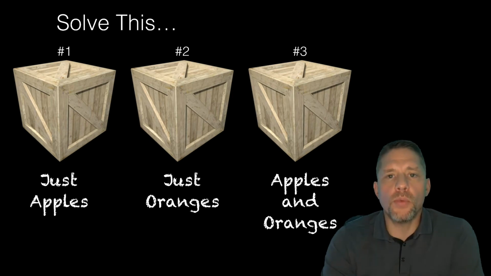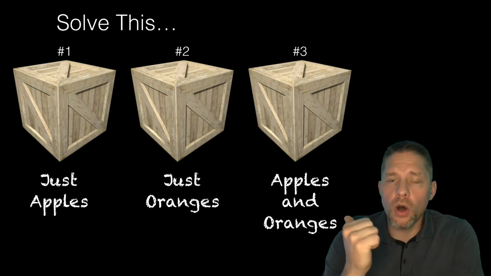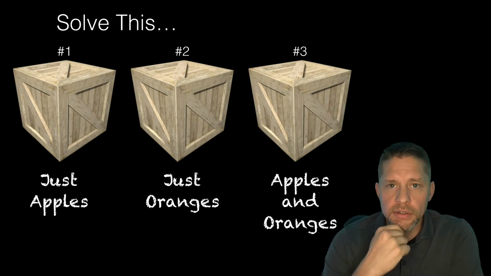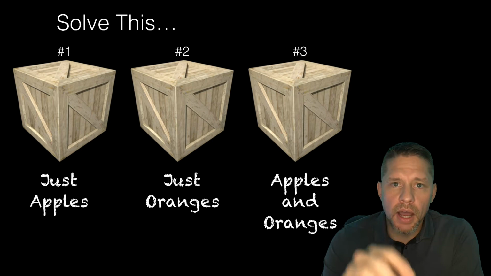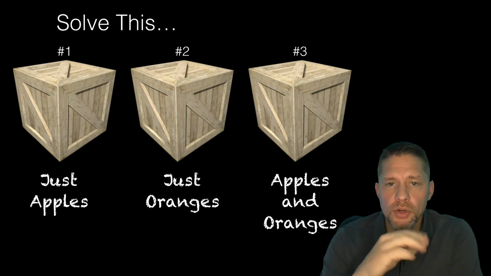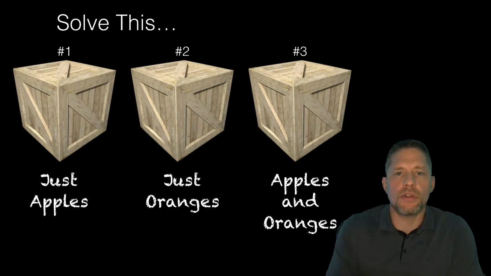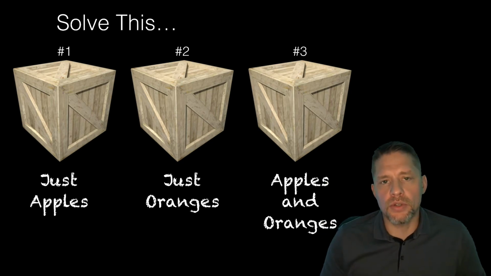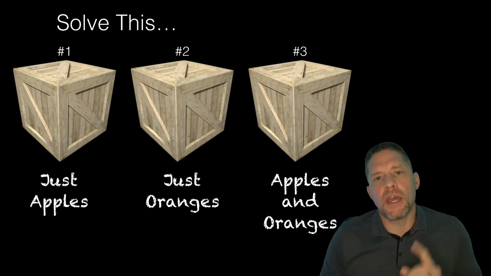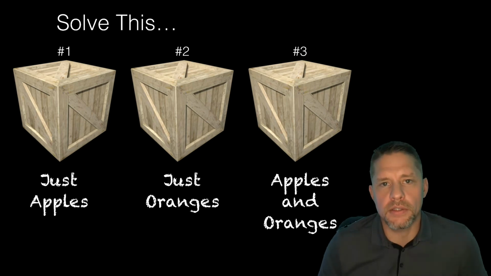Once and only once, you may choose one random crate and peek at one piece of fruit. So I will reach in, the first piece of fruit that I touch, I will pull out, I will show to you, and you can only do that one time. So 3 crates, all currently mislabeled. Once and only once, you may peek at one piece of fruit from one crate.